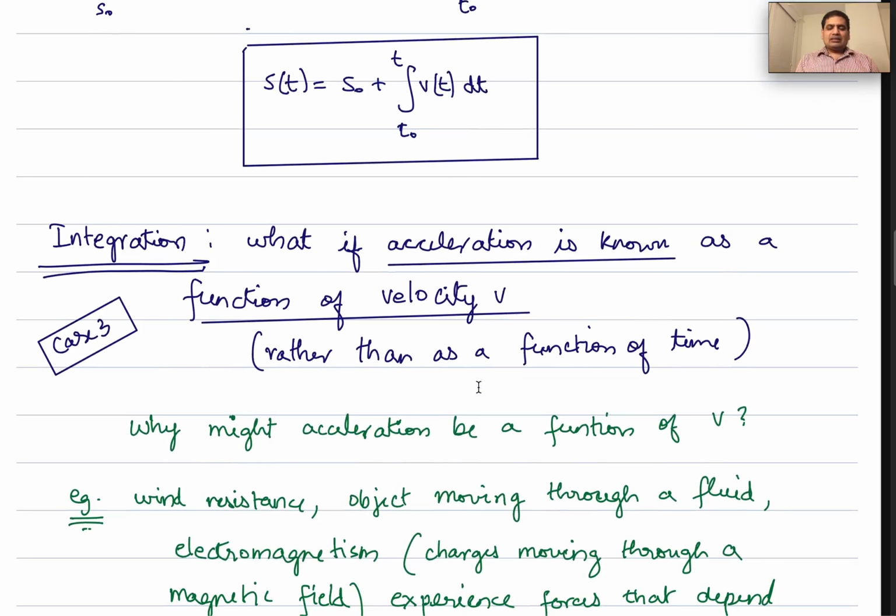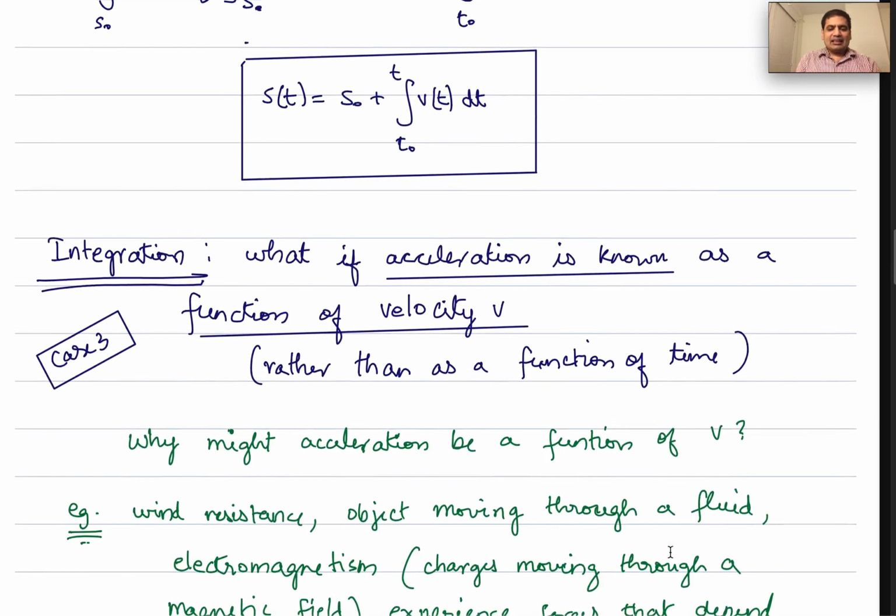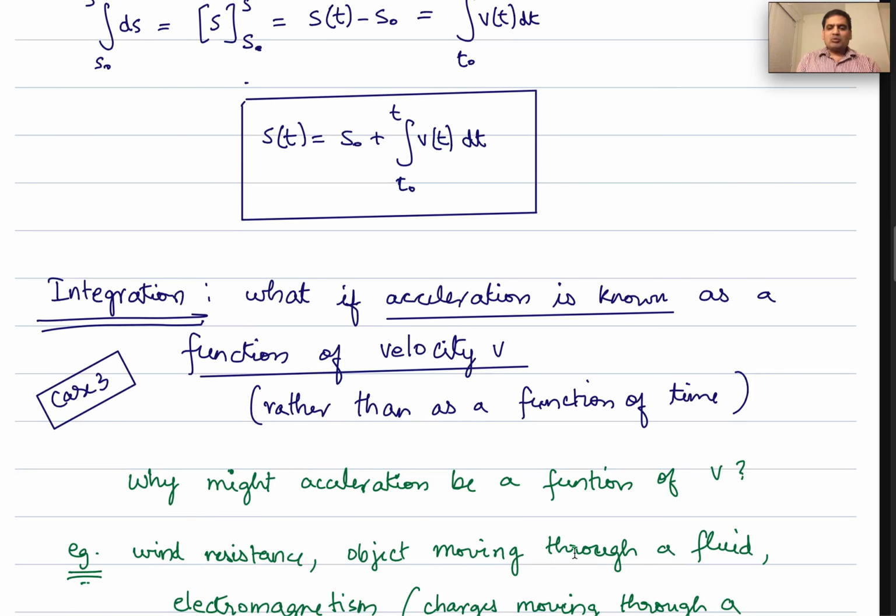Things become perhaps a little bit more interesting, a little bit more subtle, if, for instance, acceleration is known as a function of velocity, v, rather than as a function of time. Okay. So what is the situation in which acceleration may be known as a function of velocity, v? I'll let you guys think about it. I guess in the official live version of the class, I'll let people think about it for a while. And people basically said wind resistance, object moving through a fluid.